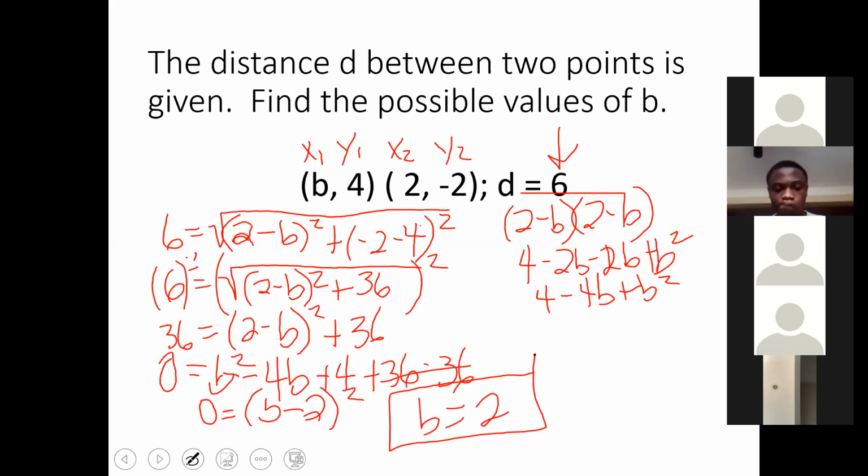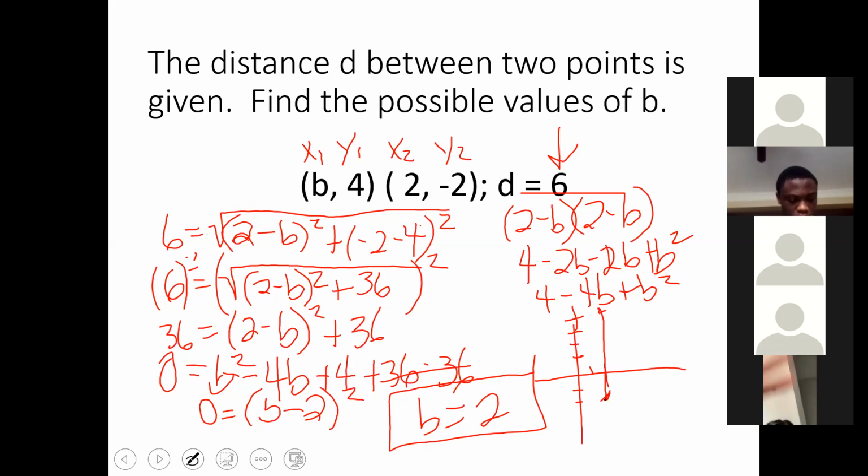Now, if you were to plot this, you could see how that would work. Let's try to plot it. So we got 2, 4. So 1, 2, and then up 1, 2, 3, 4. 2, 4 right here. And then we got 2, negative 2. And there's a distance of 6. Well, 1, 2, 3, 4, 5, 6. That's our distance between them.